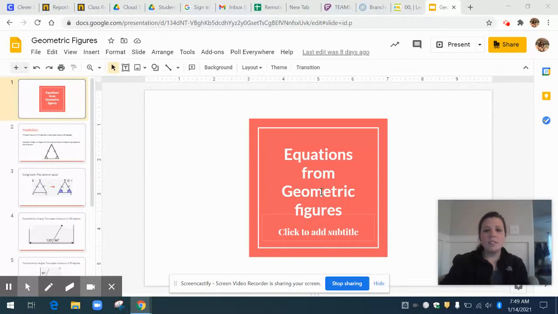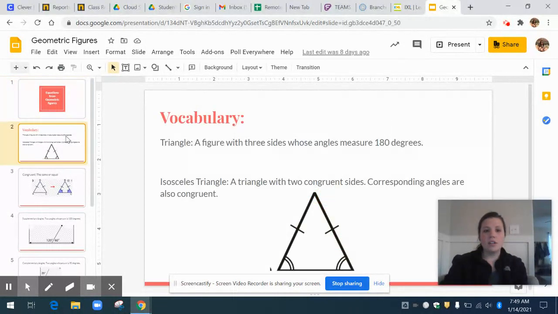So today we're going over equations from geometric figures, okay? The first thing is we're going to go through some vocabulary words that you need to do. In-person kids, you should have a copy of the notes that you need to fill out as I go through the notes. So your first vocabulary word is a triangle, which we all should know.